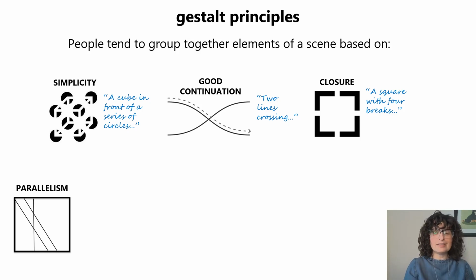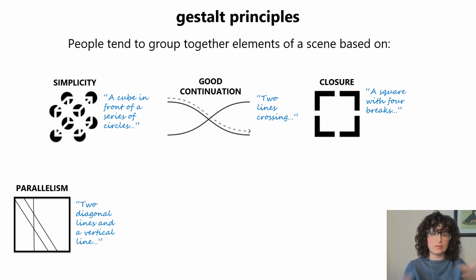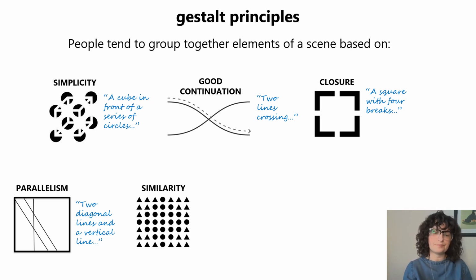Parallelism is the idea that lines that are parallel tend to be grouped together, and they often tend to be thought of as the object as opposed to the background. Like, these two diagonal lines that are parallel to each other, that kind of feels like maybe it's a pipe because it feels like an object rather than part of the background. And the way that you would recognize this is that if you are asked to describe this, you might describe two diagonal lines and a vertical line. You're literally grouping them based on their parallelism.